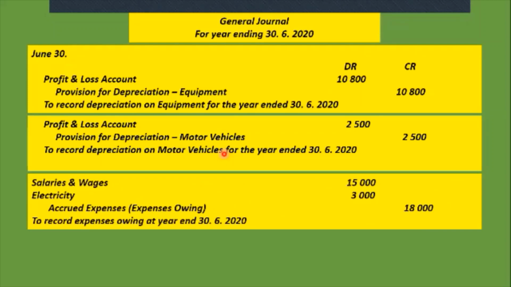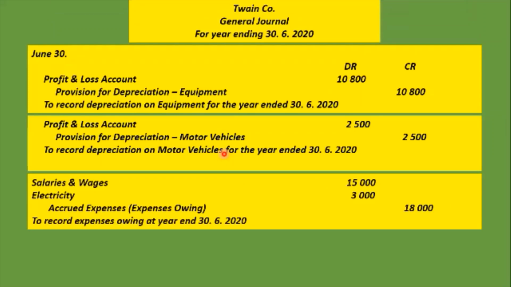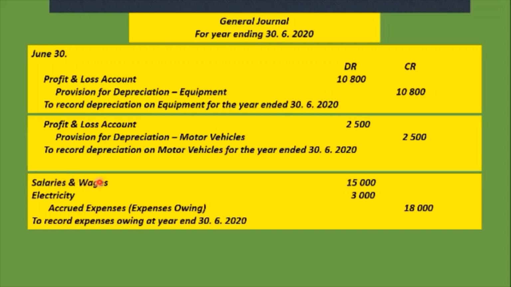The next one is a compound entry, so you can see how to do it. The two accrued expenses can be added together. So we have salaries and wages, 15,000, electricity, 3,000, and then we credit accrued expenses with the total for 18,000. And of course, we could have done that with these two separated. Debit this for 15, credit here for 15. Then debit this for 3, and credit here for 3.